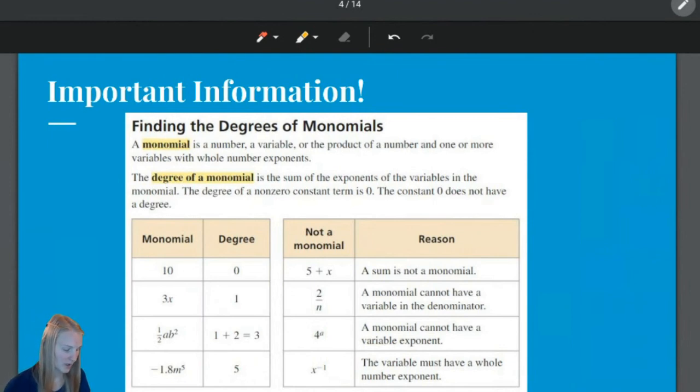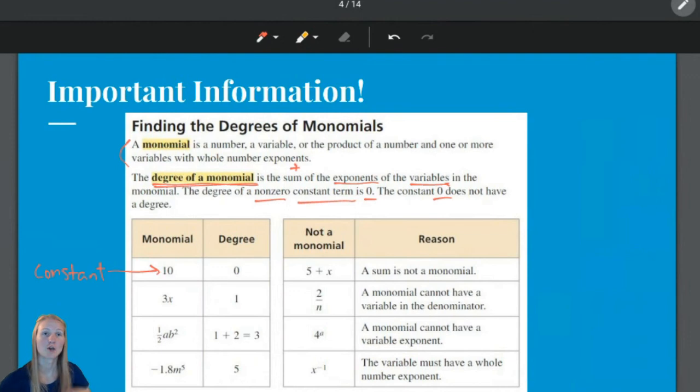So we talked about what a monomial is. Now the degree of a monomial. The degree of a monomial is the sum, and remember that means add, so the sum of the exponents of the variables, plural, all the variables in the monomial. The degree of a non-zero constant term is 0. So whenever you have just a number, we call this a constant. And the constant 0 does not have a degree.